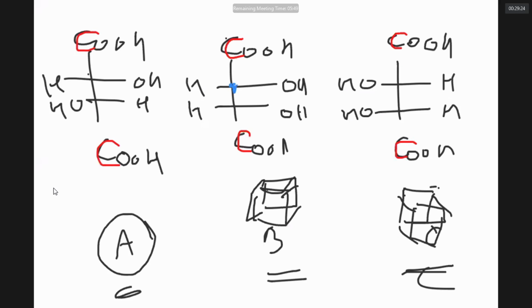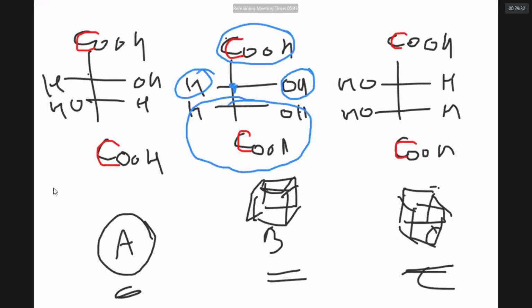This carbon is locked to COOH, OH, H, and on one side CHOH, COOH. This carbon is definitely locked to 4 different groups. Can you see or not? Yes, sir. So it is a chiral center. What about this carbon? Is it chiral? Yes, sir, it is also chiral. So they have 2 chiral carbons. How many chiral carbons? 2.